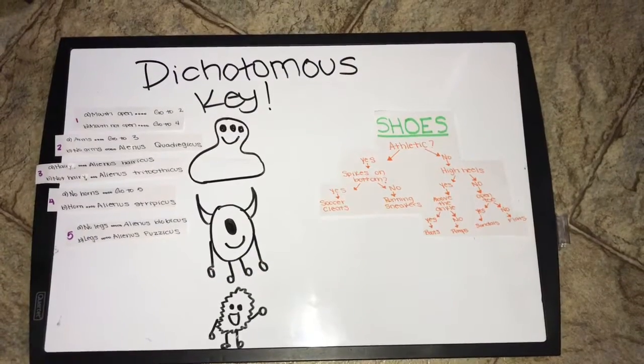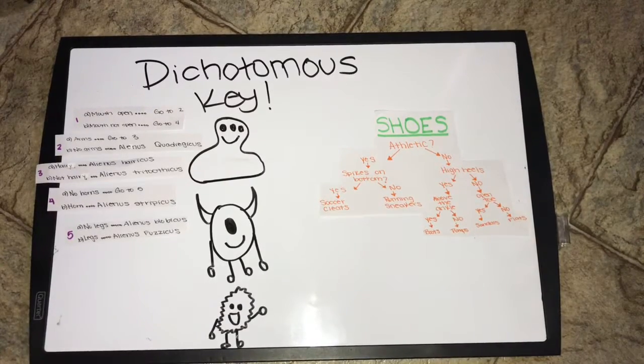So now let's talk about the last topic, which is dichotomous key. A dichotomous key is a tool that has been developed for identifying organisms. It consists of paired sets of statements that are mutually exclusive from one another, meaning that if one statement is true, the other one isn't.